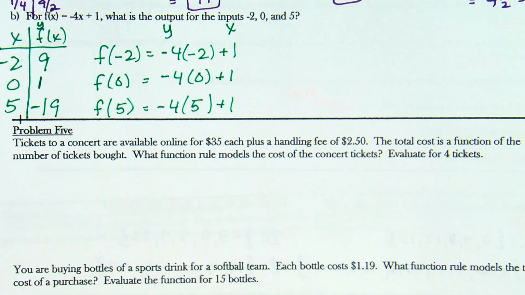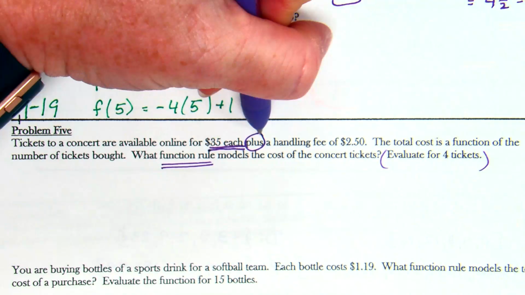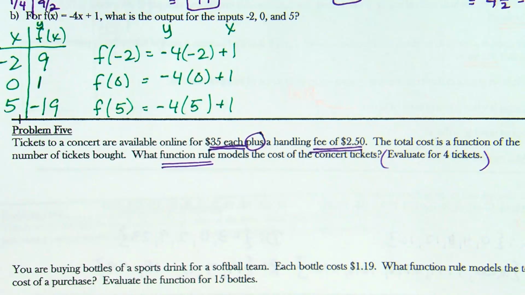So let's look at what we have here. Tickets to a concert online for $35 each, plus a $2.50 handling fee. Does that say it's each? No, it's just a flat $2.50 fee, whether you have 1 ticket or 100 tickets in that envelope.